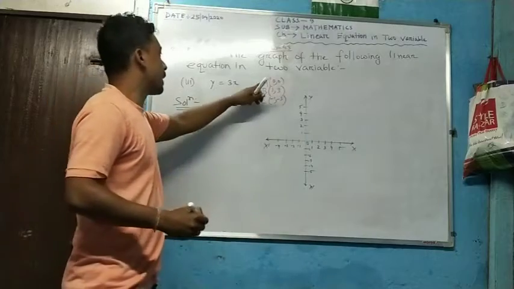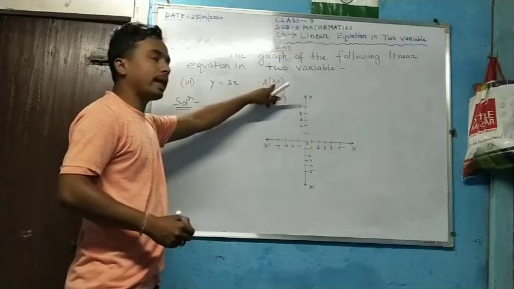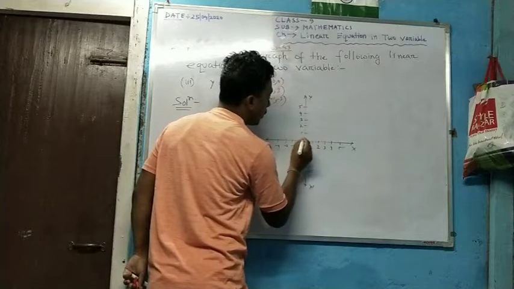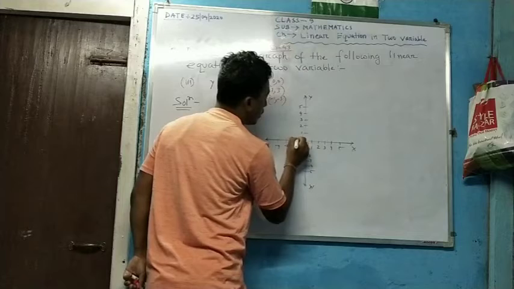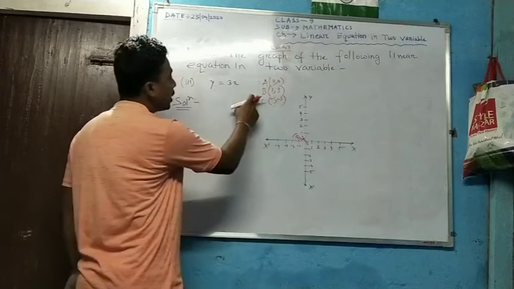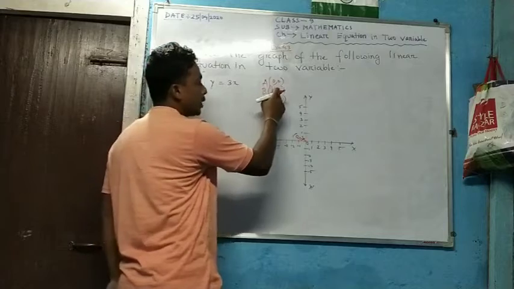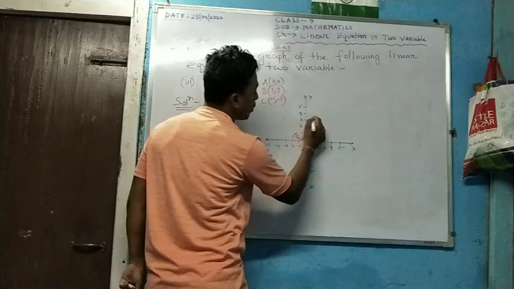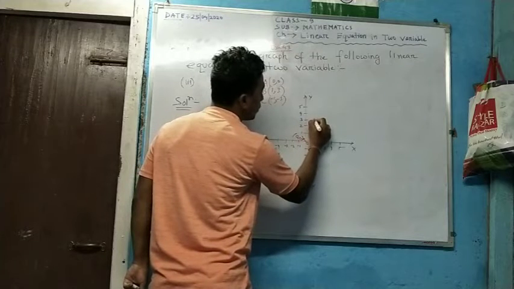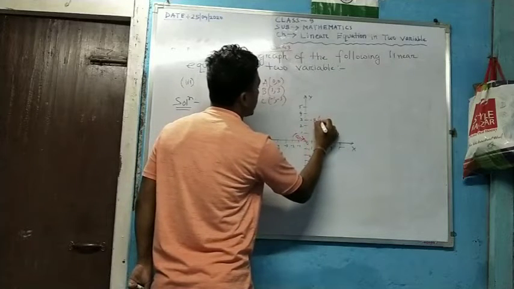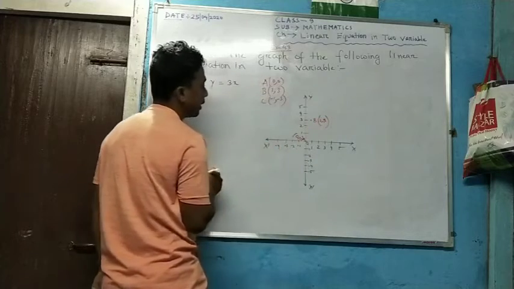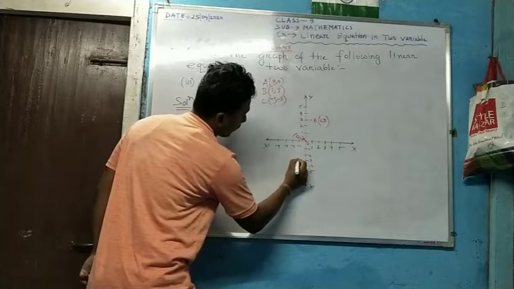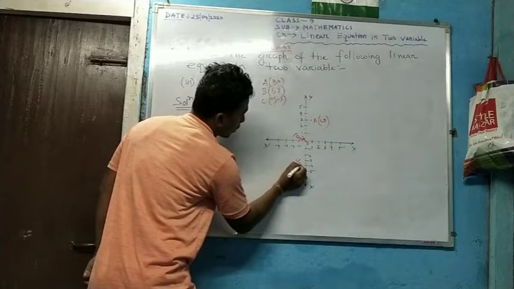My first point is A equal to 0, 0. The values of x and y both are 0. That is the origin. Next, B: for x equal to 1, y equal to 3. I will go in this way. This is the point B where x equal to 1 and y equal to 3. And the point C, x equal to minus 1, y equal to minus 3, here.